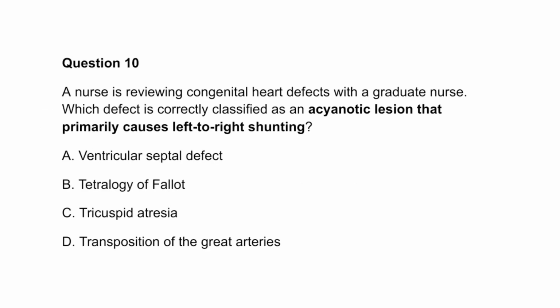Question 10. A nurse is reviewing congenital heart defects with a graduate nurse. Which defect is correctly classified as an acyanotic lesion that primarily causes left-to-right shunting? A. Ventricular septal defect. B. Tetralogy of Fallot. C. Tricuspid atresia. D. Transposition of the great arteries.